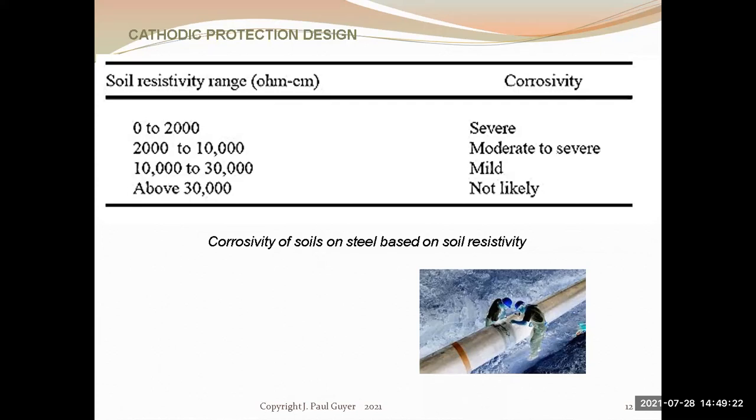And so if the soil resistivity that you measure is above 30,000 ohm centimeters, you may actually make a judgment call that it's not going to be worth the time and effort to incorporate cathodic protection features into this project because the soil is not corrosive.